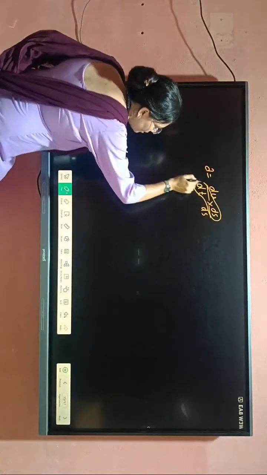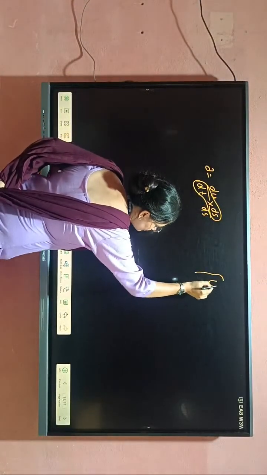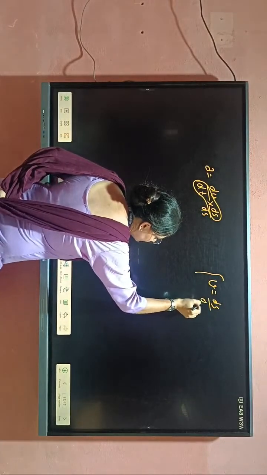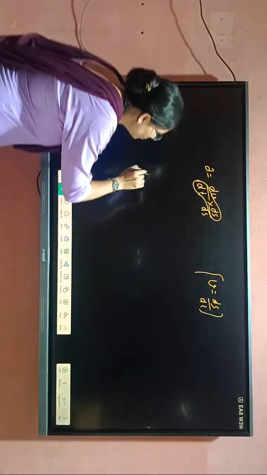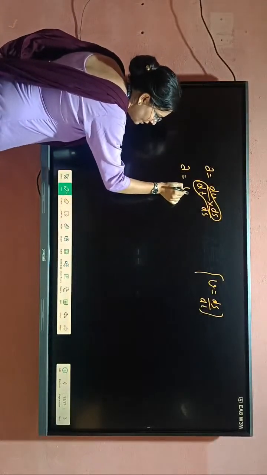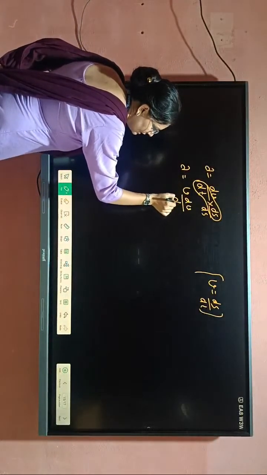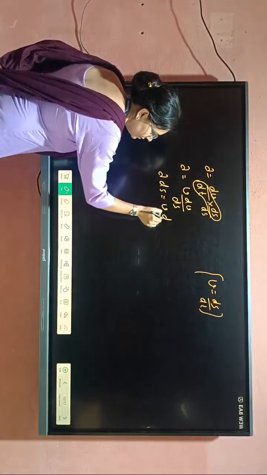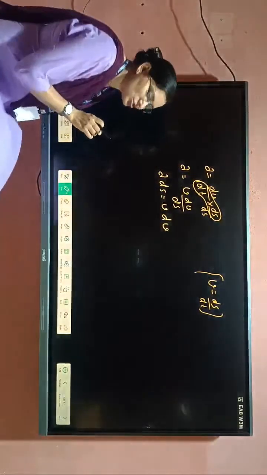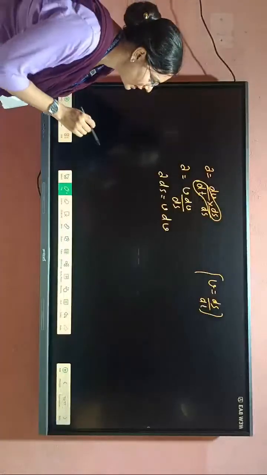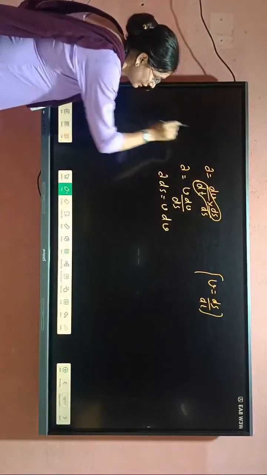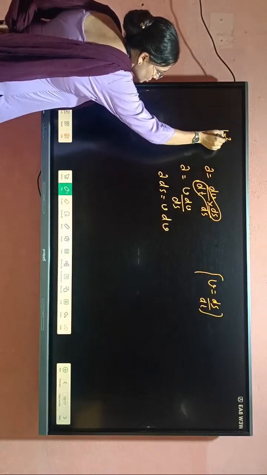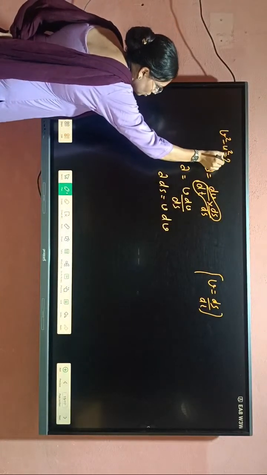We know that ds by dt, the small change in displacement over small time, is velocity. Replacing this, a equals v dv divided by ds. Clear? So we can take ds to this side: a ds equals v dv. This is a small change in velocity for a small displacement, but we have to find the total velocity for the total displacement. Our third equation is v square minus u square equals 2as.